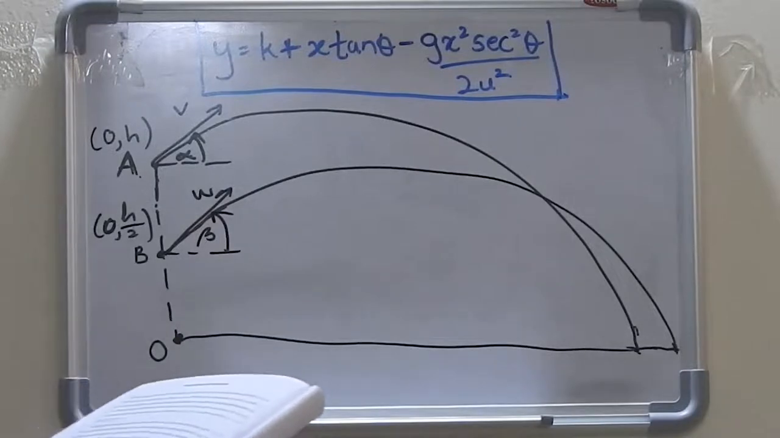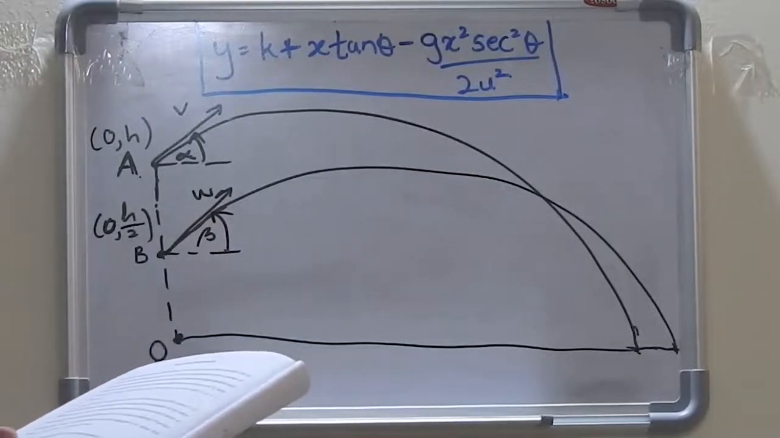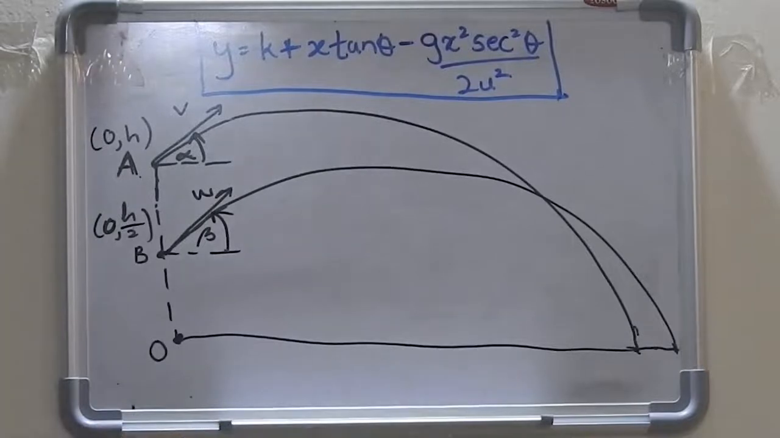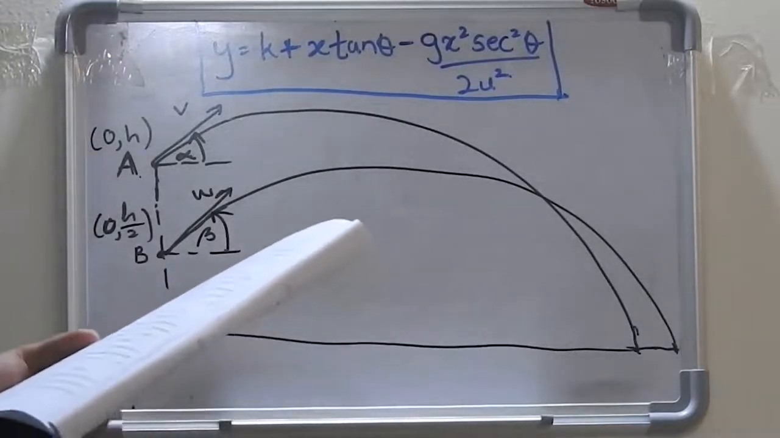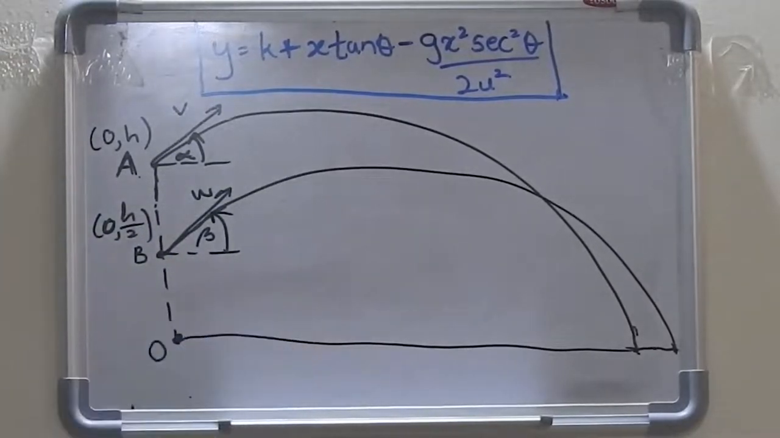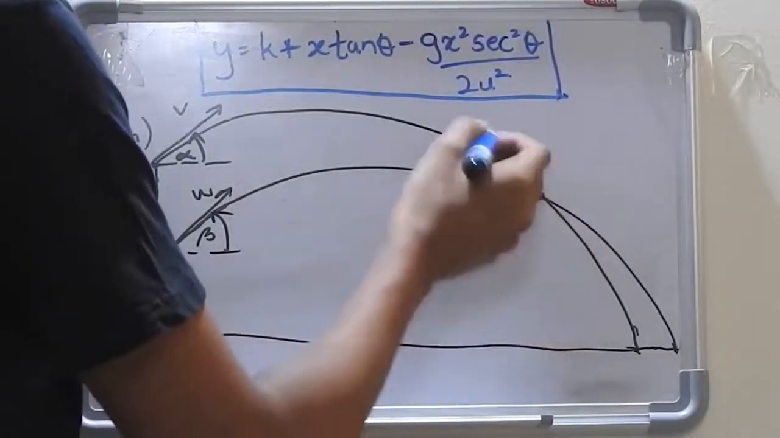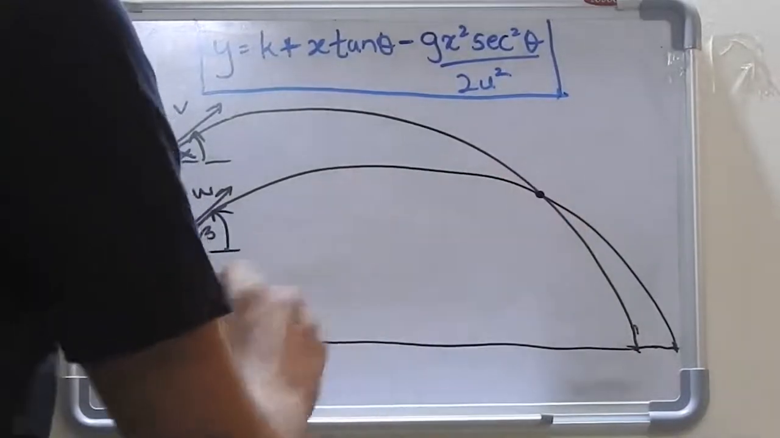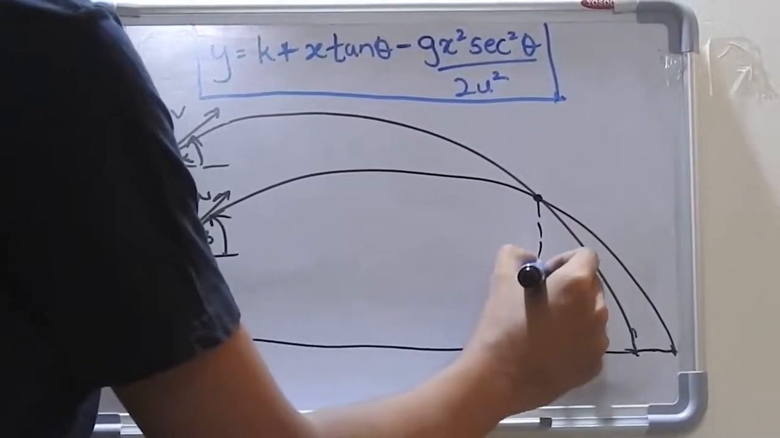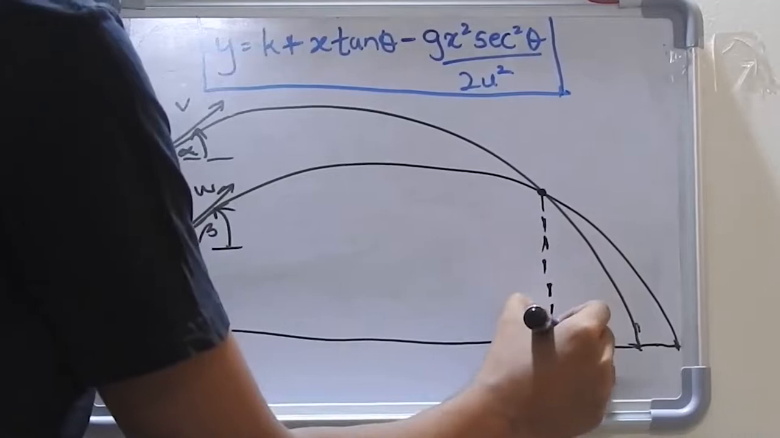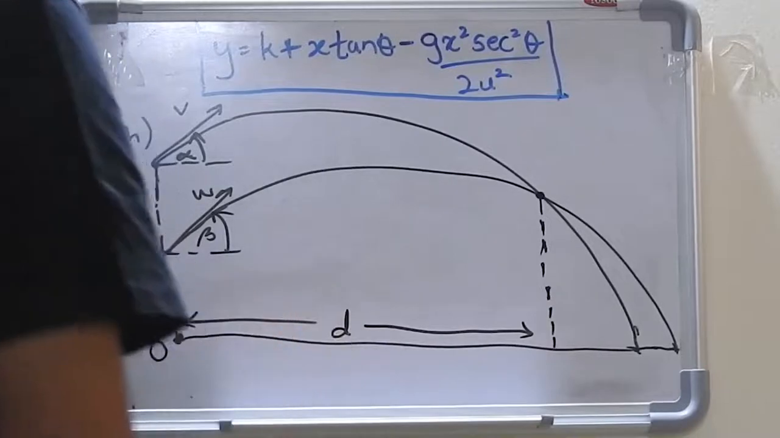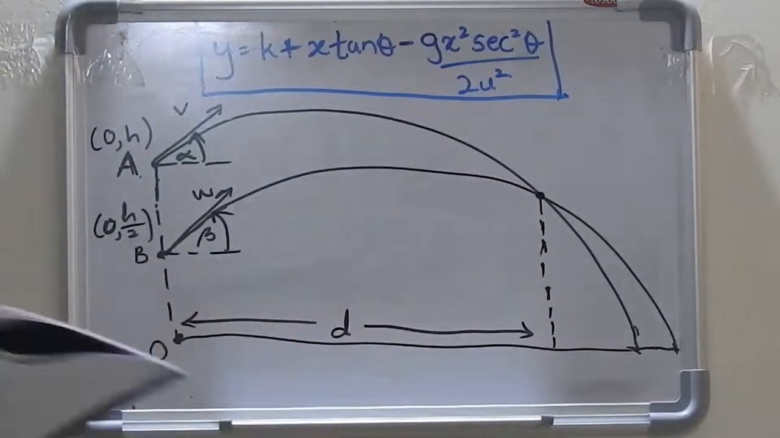So if the two particles P and Q meet at a point whose horizontal distance is d, show that V cos alpha equals W cos beta and h equals 2d times tan beta minus tan alpha. So they say these two particles meet at a point where the horizontal distance is d. So we have a connection point here, we assume they meet at this point, at horizontal distance d. This will be the projectiles for the second part.